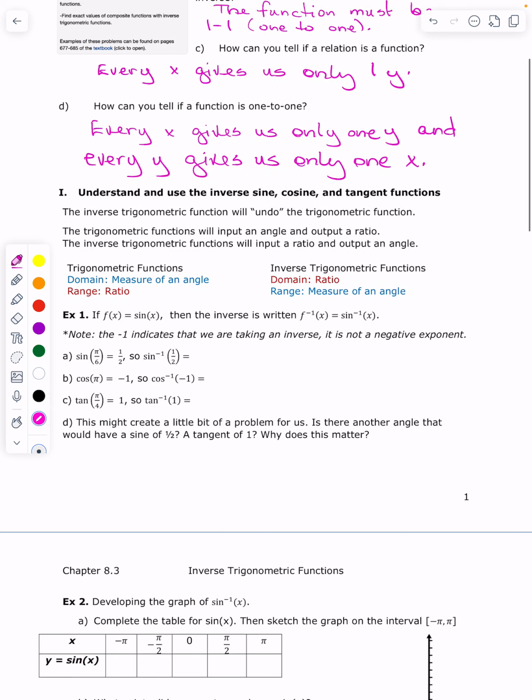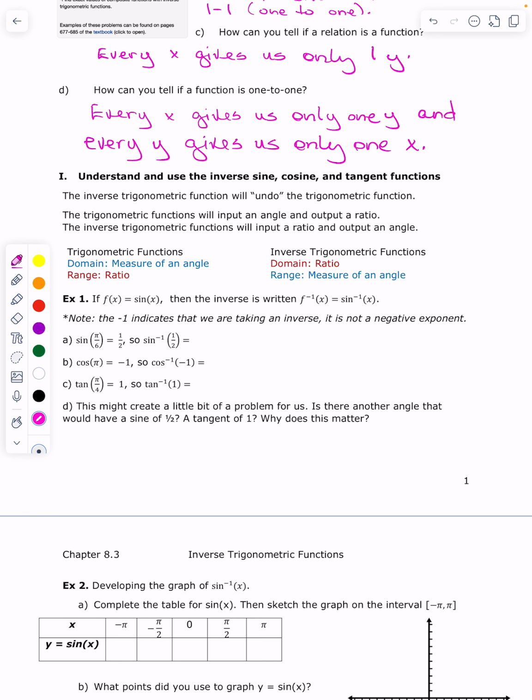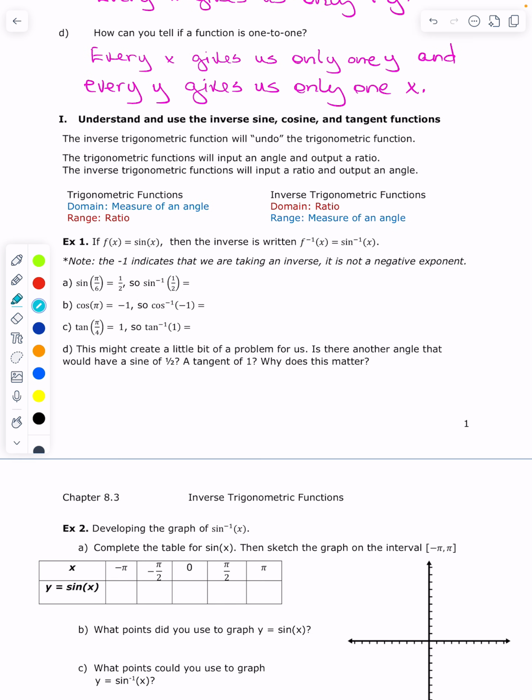Okay. When we talk about trig functions, things look a little different because of the way that the trig functions look. Because they're periodic, because those y values repeat over and over and over, we have got to fix things so that we can have an inverse trig function. Okay? So a couple of things to remember first off. With our trig functions, the domain is going to be the measure of the angle, and the range is that ratio, the number that goes with it.